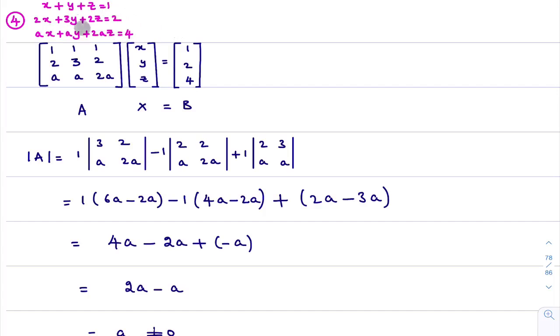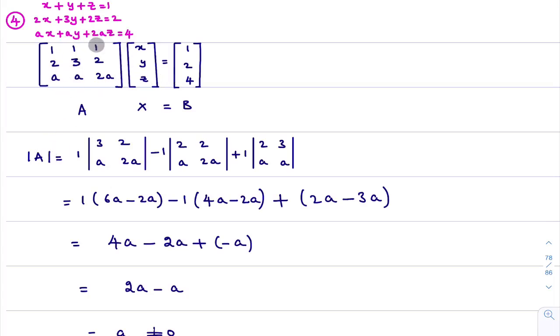Okay. They gave 3 equations. They are asking to check consistency or inconsistency. What I'll do, first I'll write the coefficient matrix. What is the coefficient matrix? x coefficient 1, y coefficient 1, z coefficient 1, then 1, 2, 3, 2, then a, a, 2a. The unknown values I have written in the form AX equal to B. Now I need to calculate det A.